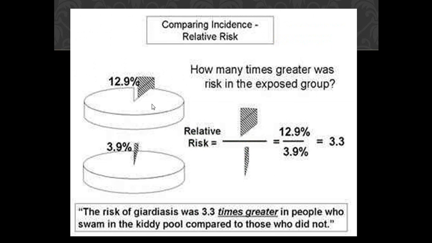We have here cases. These are a group of patients. They were exposed to swimming in a kiddie pool. Here, the incidence of giardiasis in these patients is equal to 12.9%. And here another group, they did not swim in a kiddie pool. So the incidence of giardiasis is less. But the relative risk, how do we calculate it? By dividing the incidence in those swimming in the pool over the incidence in those not swimming in the pool. And the result indicates how many times greater the incidence is if they have the risk factor of swimming in a pool over those not swimming in the pool. So it is 3.3. So it is 3.3 times greater in people who swam in the pool compared to those who did not.